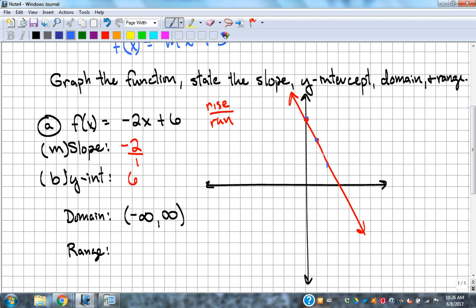Now, the range for that, remember range goes up and down. So what would the range of that graph that we've drawn be? Well, it's got arrows in both directions, right? So this arrow up here is pointing up, and this arrow down here is pointing down. That means it keeps going in both directions forever. So our range is going to be from negative infinity to positive infinity as well. It should be that every time with a linear function.